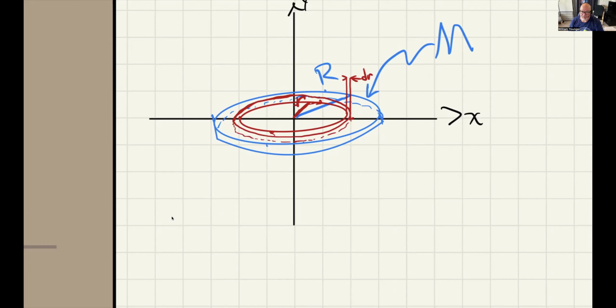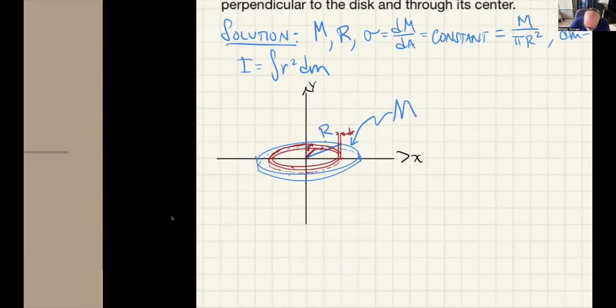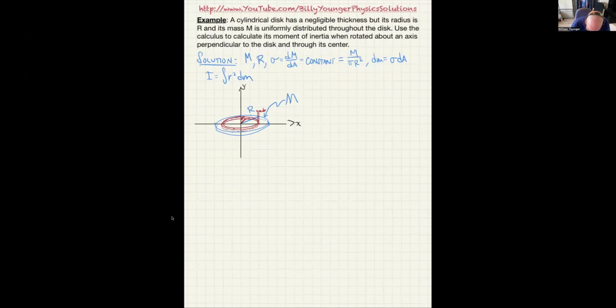Since we're treating it as if it's two-dimensional, it'd be the area of the big circle whose radius is r plus dr, minus the area of the small circle whose radius is just r. So that's going to be it. The way we work this is we're going to call this shape right here dm, and it's going to be equal to sigma times dA.